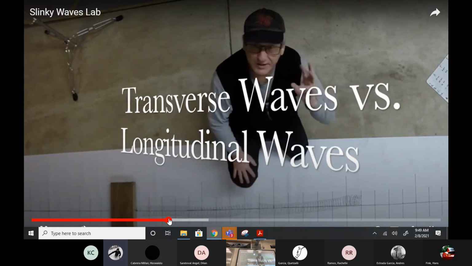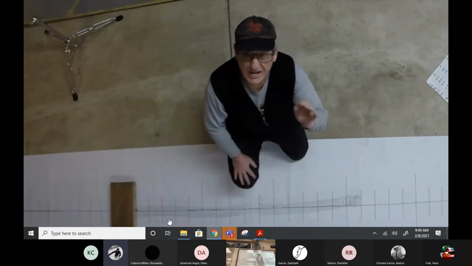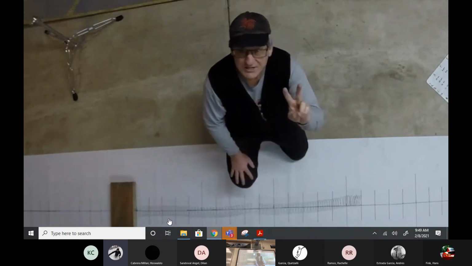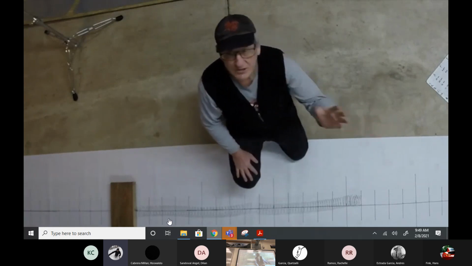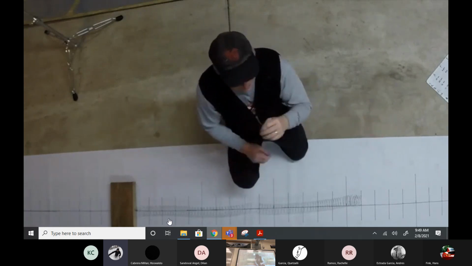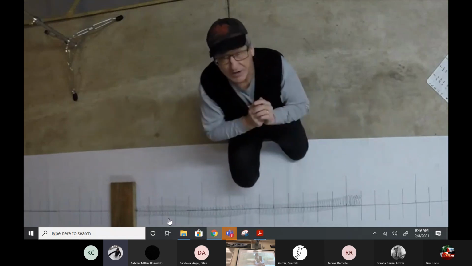I mentioned sound waves, and I don't want to mislead you about them because I was not demonstrating a sound wave. There are two different kinds of waves. We call them longitudinal waves and transverse waves. Longitudinal means it goes the length of something, and that's what a sound wave does.